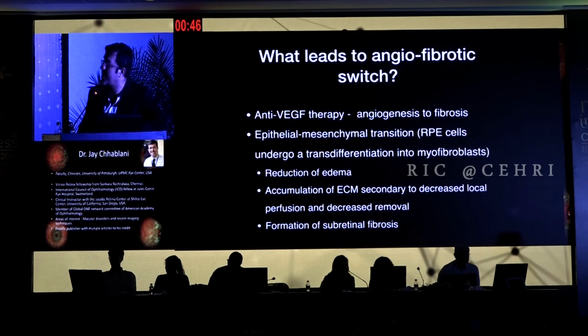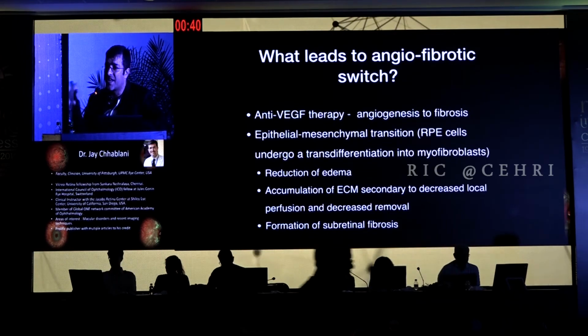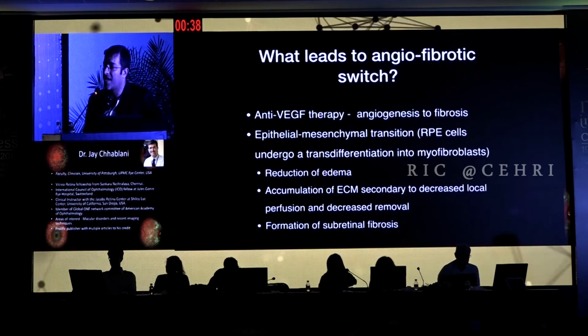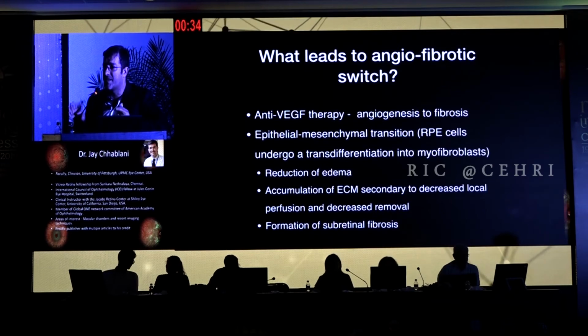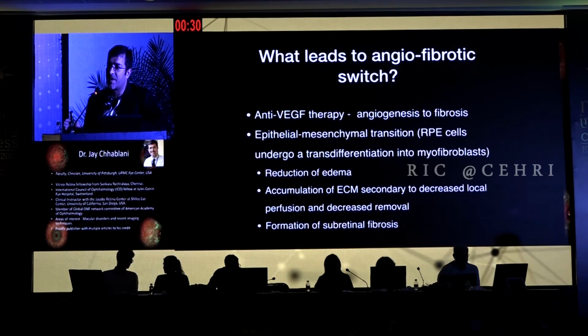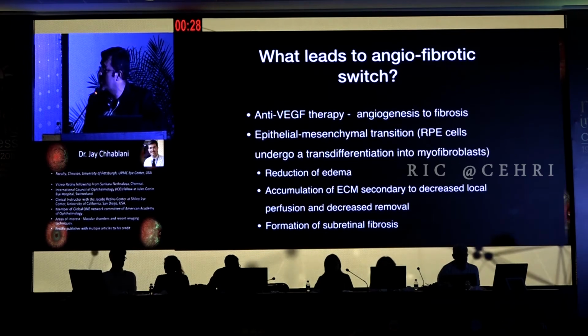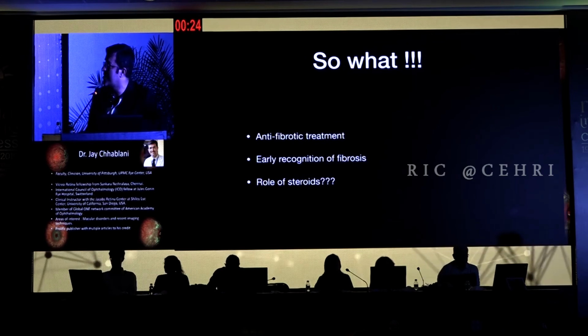Why does this happen? Because of the anti-VEGF therapy, there is something called epithelial mesenchymal transition, where the RPE cells are actually converting into fibroblasts. There is a reduction of edema. However, we all know that anti-VEGF therapy is doing nothing but just reducing the edema. There is an accumulation of extracellular matrix, which leads to fibrosis. So what? Do we really care about it? Can we do something about it?